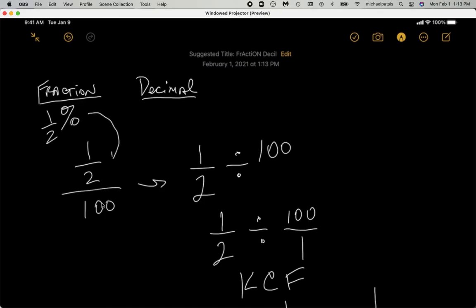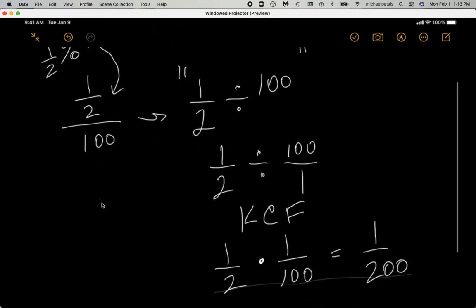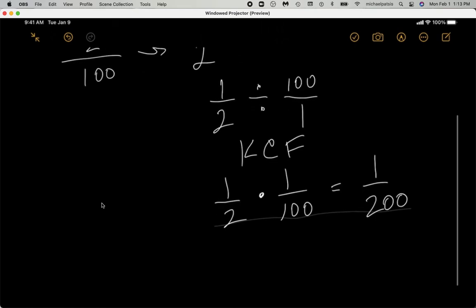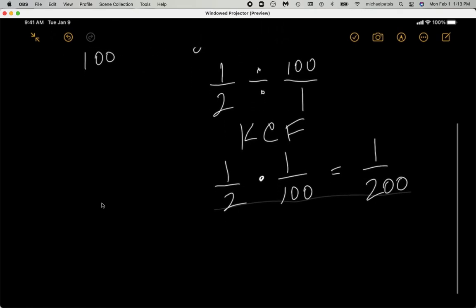Okay, so to review, we started out with 1/2%. We took the percent sign away, we put 100 in the denominator. Another way to write 1/2 divided by 100 is like this. I put the 100 over 1. We're dividing 2 fractions, keep, change, flip, and we end up with 1 over 200. That's our fraction. Now, what is our decimal?